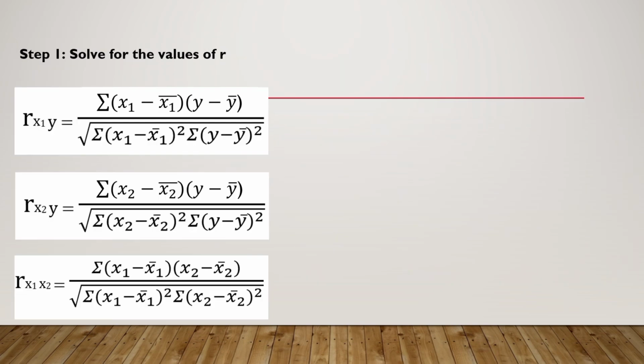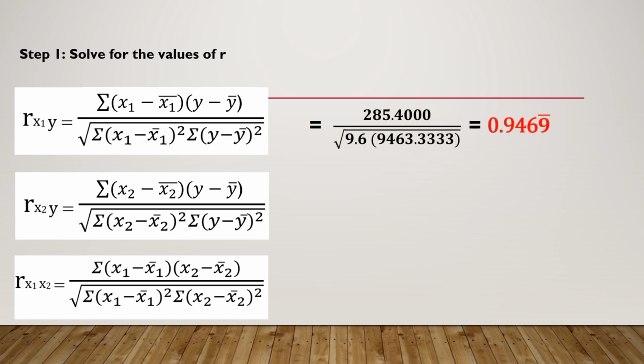So our formula for Rx sub 1y is equal to the summation of x sub 1 minus x sub 1 bar times y minus y bar, all over the square root of the summation of x sub 1 minus x sub 1 bar squared times the summation of the square of y minus y bar. So substituting the values that we got from the table, we have 285.4000 all over the square root of 9.6 times 9463.3333. So we'll have 0.9469.